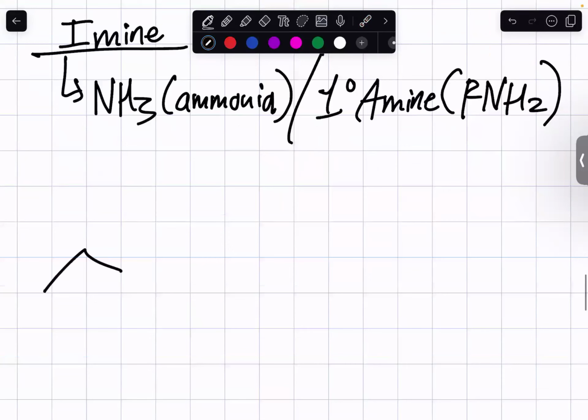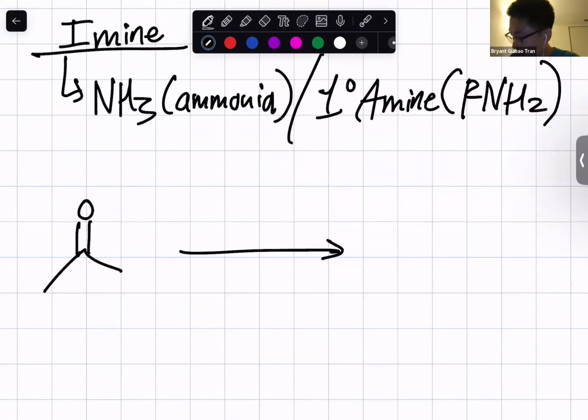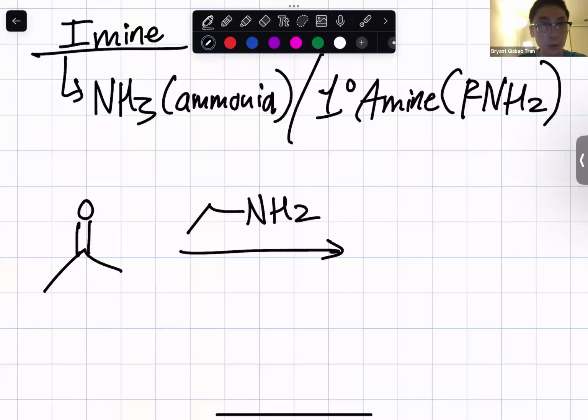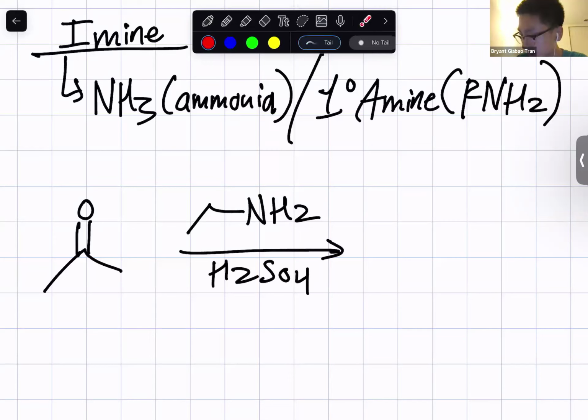So let's say we have this carbonyl, and we put this under a primary amine like this here. These reactions will always happen in acidic conditions. So let's say we put H2SO4. The reason why is because we need to activate this carbonyl here, right?